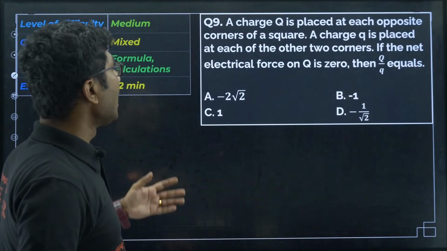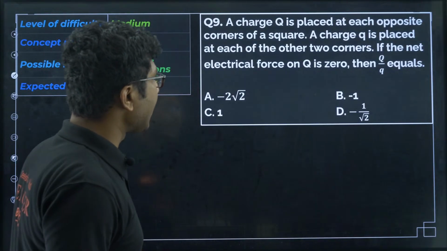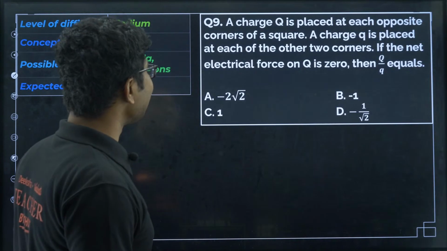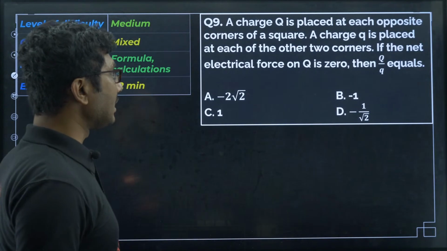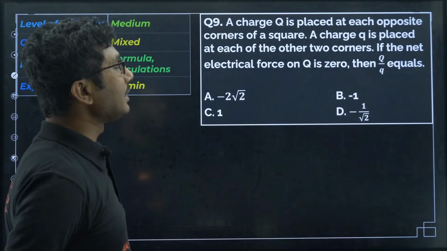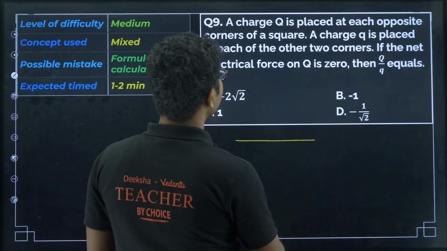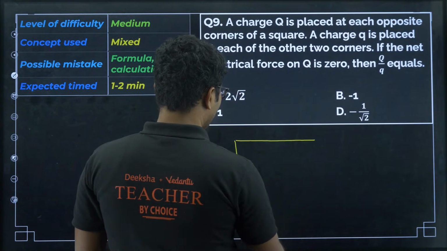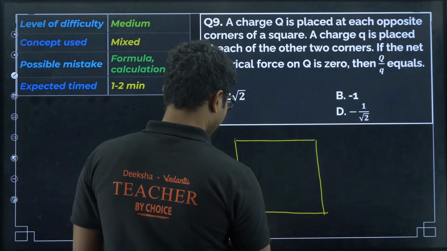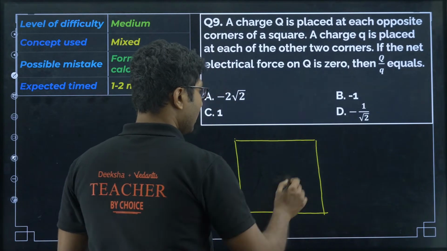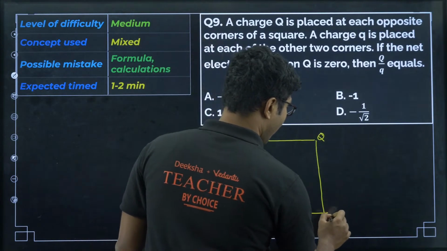A charge Q is placed at each of the opposite corners of a square. A charge small q is placed at each of the other two corners. If the net electrical force on capital Q is 0, then capital Q by small q equals what? So let me draw the question first. We have a square, and at two corners we have capital Q, and at the other corners we have small q.